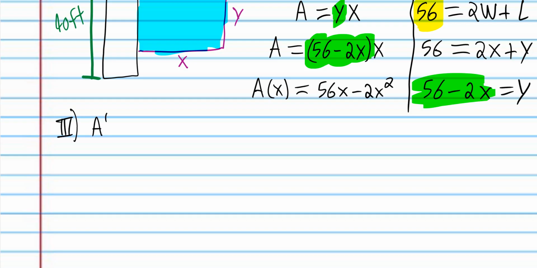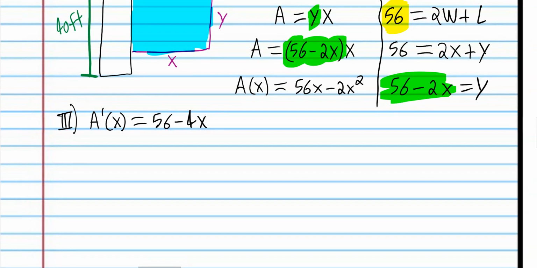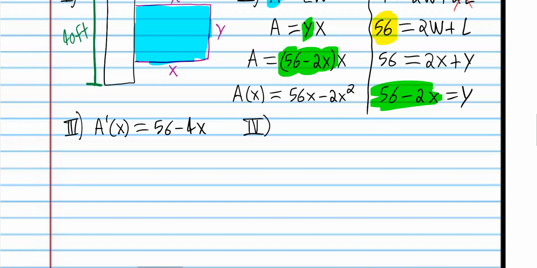So the third step is to find the derivative of the expression. So there you go, that's the derivative. The fourth step is to use the derivative to find the maximum area. Now again, if you have a parabola, the derivative is the slope of the tangent lines.